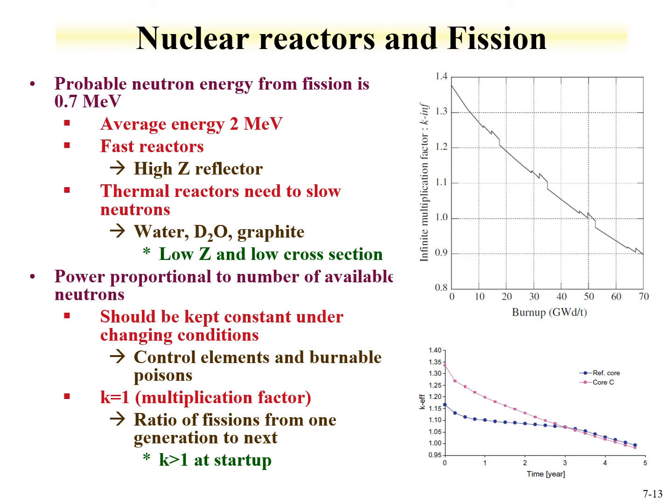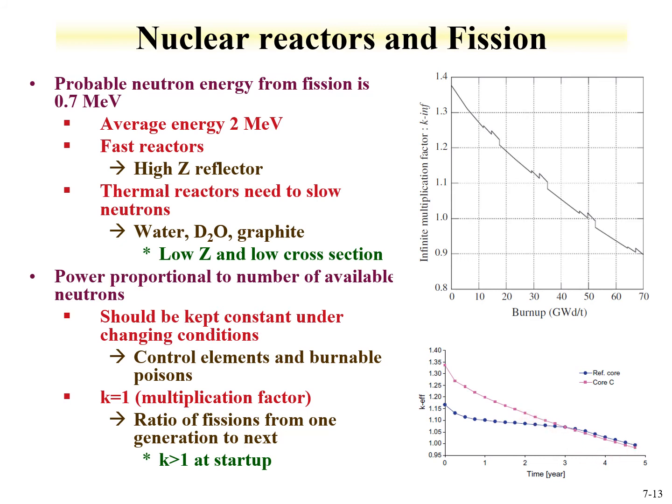And one thing, as we discussed in the previous slide, is that the power of a reactor is proportional to the number of available neutrons. The neutrons come from the fission process that creates the energy, so the number of neutrons available is a rough measurement of the number of fissions that occurred. There's a factor K, which is a multiplication factor. It's the ratio of fissions from one generation to the next. And here we've plotted multiplication factors as a function of burnup on this slide, or as another K effective term as a function of years.